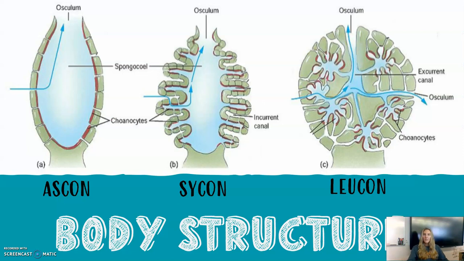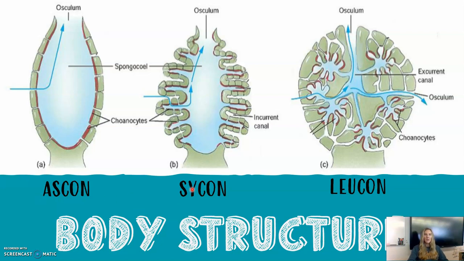The first one, if you remember from previous pictures, there was always one really large hole or opening at the top of the sponge. This is called the osculum, and that's where water is leaving the sponge. Water will be brought into their bodies through little pores along the outside, pumped through their system, and leave through that osculum. When you look at the body structure of sponges, we have three basic types.